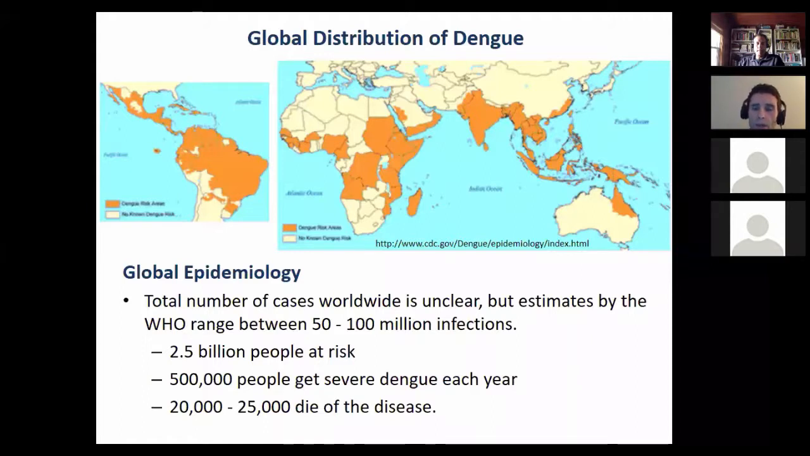But if you just look at the number of cases and then the mortality, dengue, in its severest form, can cause dengue shock syndrome, which is sort of like a hemorrhagic disease. But instead of internal bleeding, you can have plasma leakage. It can cause shock, and roughly 20 to 25,000 people die of the disease each year. That's predominantly in Southeast Asia and parts of the Caribbean and Latin America.